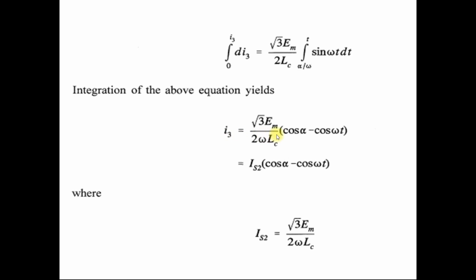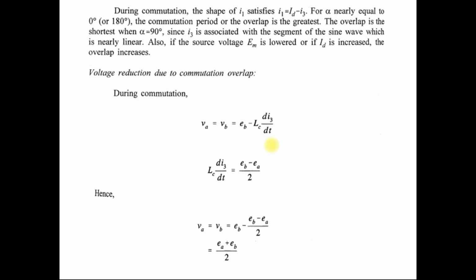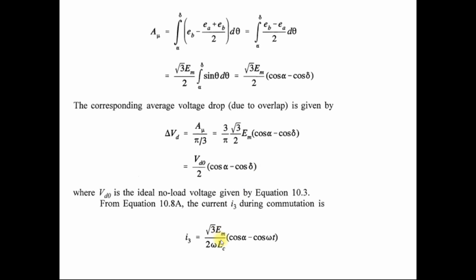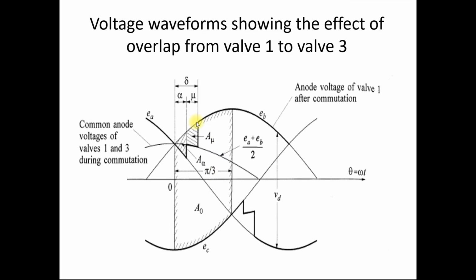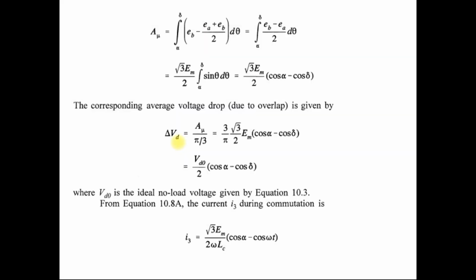In the previous slide, you can see that we derived the equation of I3, so the same equation I write here. I3 is equal to root 3 Em divided by 2 omega LC (cos alpha minus cos omega t). So at the end of commutation, what will happen? You can see in this waveform, at the end of this commutation, what is the angle? Omega t is equal to delta. Clear? And what is the current at the end of this commutation? Only I3 is conducting, so I3 is equal to your direct current ID.